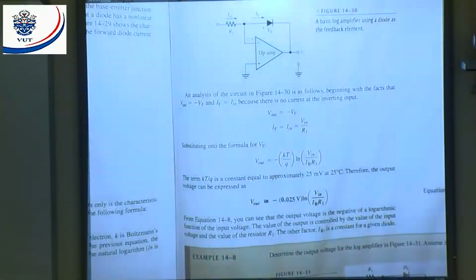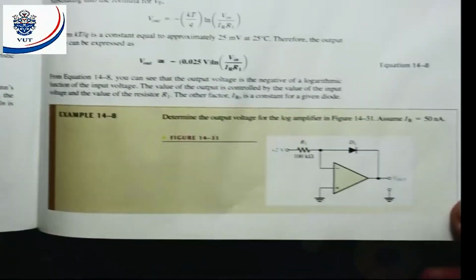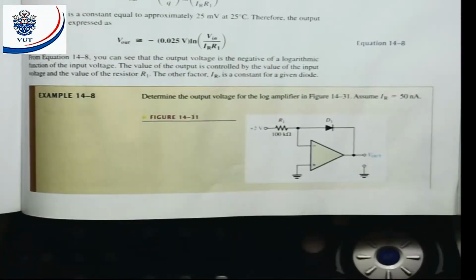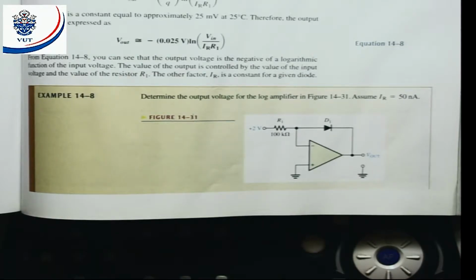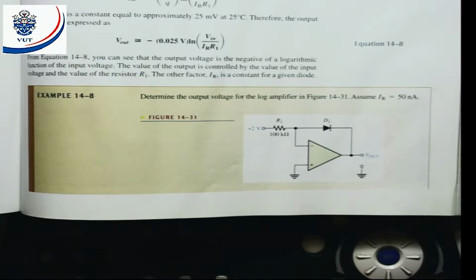Now let's quickly have a look at the example. When you look at this example, example 14.8, they say determine the output voltage for a log amplifier in figure 14.31. Assume IR is equal to 50 nanoamps. That IR is my reverse or my leakage current, all right? They give us the input is 2 volts positive. That means the output will go negative. That means the circuit can work as a log amplifier. Let's calculate the output.